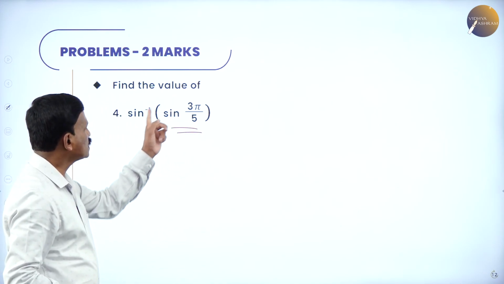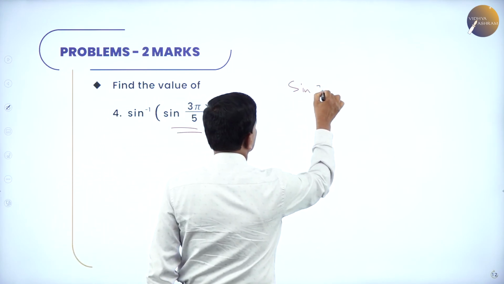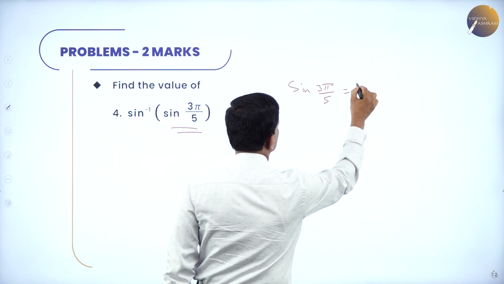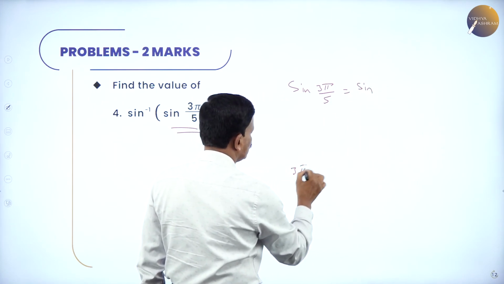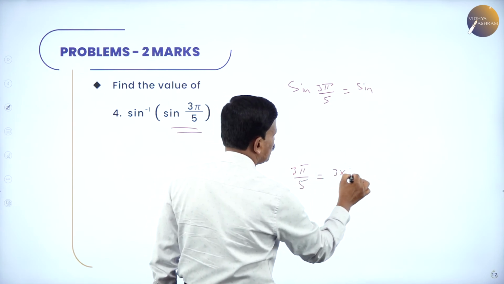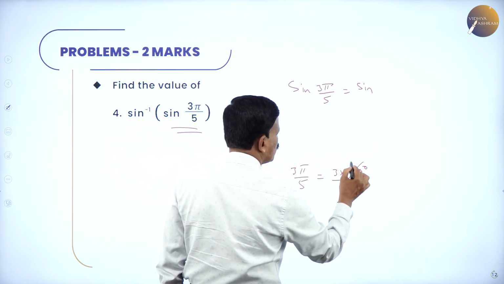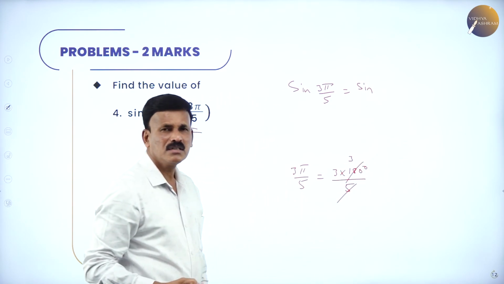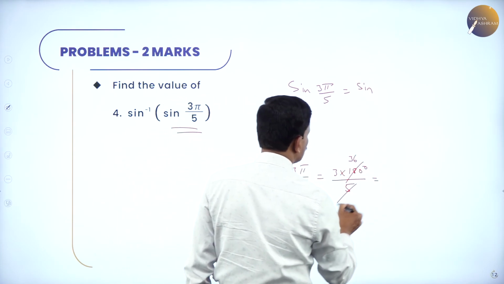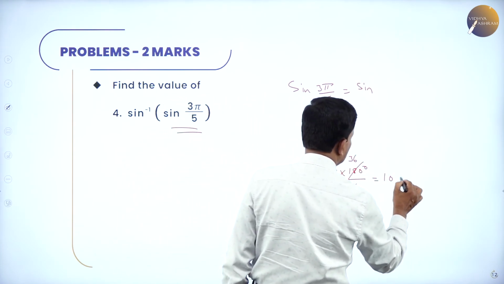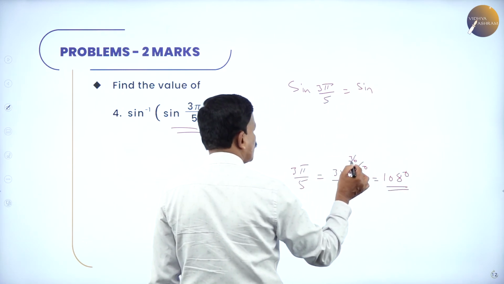Let us convert sine 3 pi by 5. What is 3 pi by 5 first? 3 into pi is 180, divided by 5. 5 3s are 15, what is remaining is 30, 5 6s are 30, so 36 into 3. 36 into 3 means this is 108 degrees.